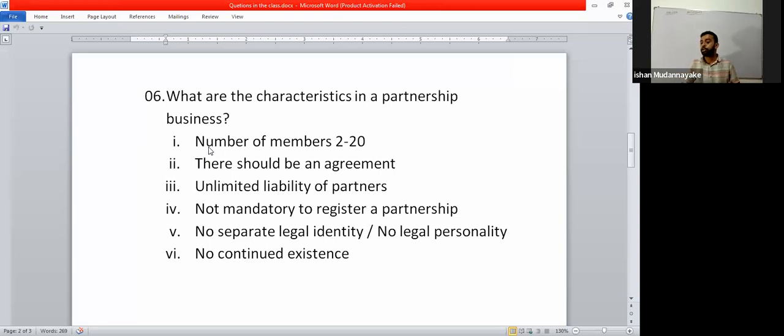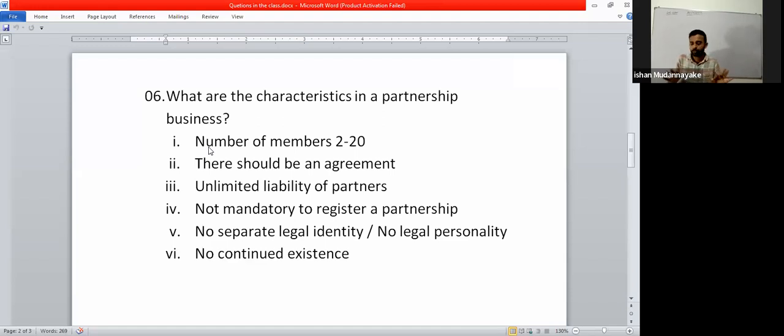And then the fifth one is no separate legal identity, no legal personality. It means the law does not consider the partnership business organization as a separate person. It means there is no legal recognition for the name of the partnership business. When entering into a legal agreement, partners have to use their own names. Okay, no separate legal identity.